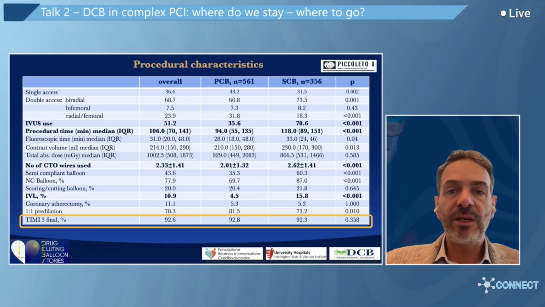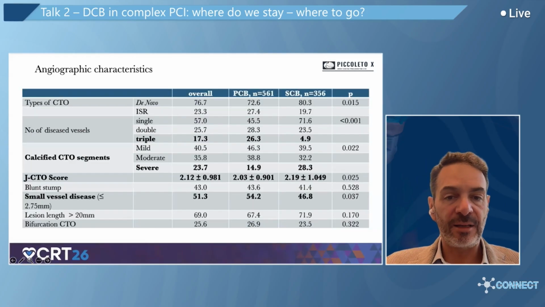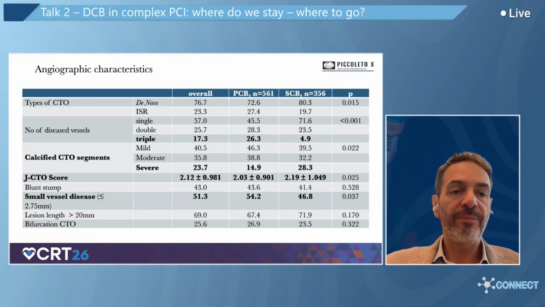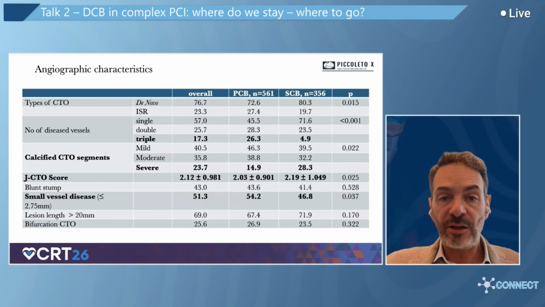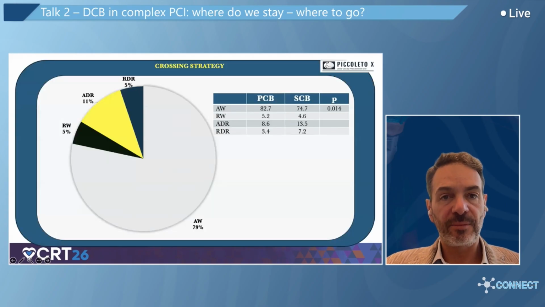In this case, we compared paclitaxel to sirolimus-coated balloon. You can see here that the number of CTO wires used was 2.3. IVL was used in 11% of the cases. And as I said, the procedural success was pretty high, 93%. You can see that the J-CTO score, again, not that complex CTO cases, was 2.12, and small vessel disease was present in 51% of the cases.